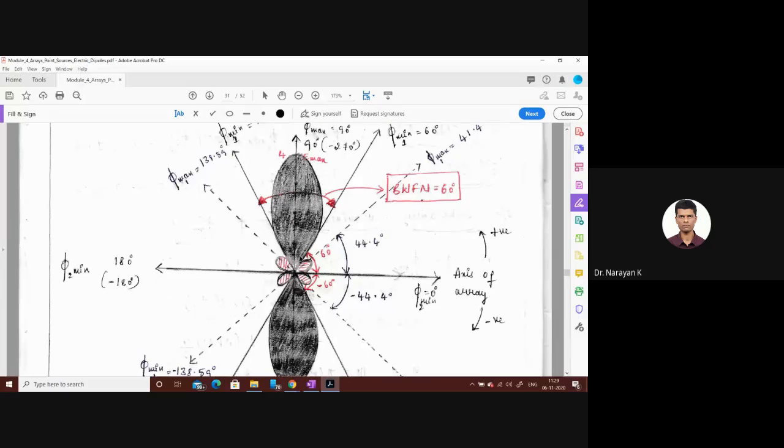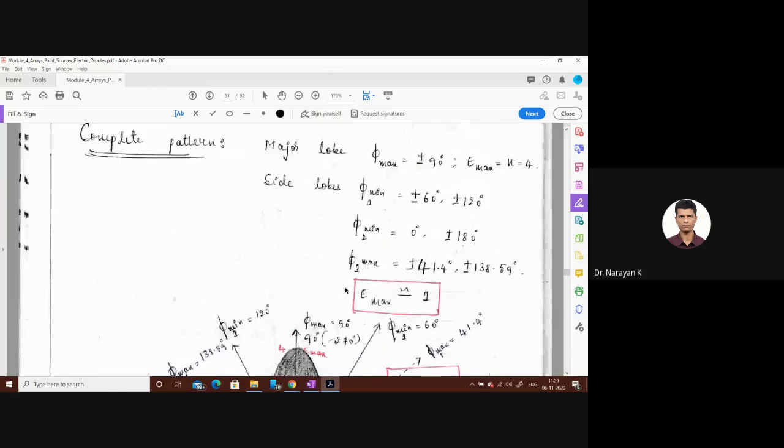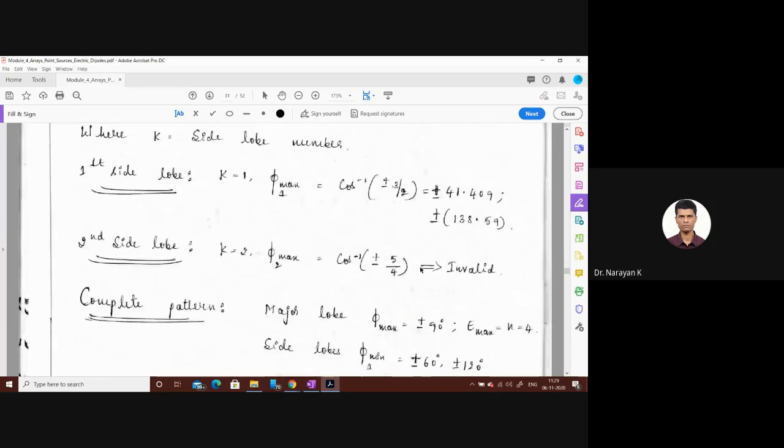Okay, this is your 60 degrees. You should have a compass and draw. This is your 60 degrees. And when you are finding these angles, it will be plus or minus 41.409 degrees or plus or minus 138.59 degrees. So you have to do 180 minus this to get the other angle.